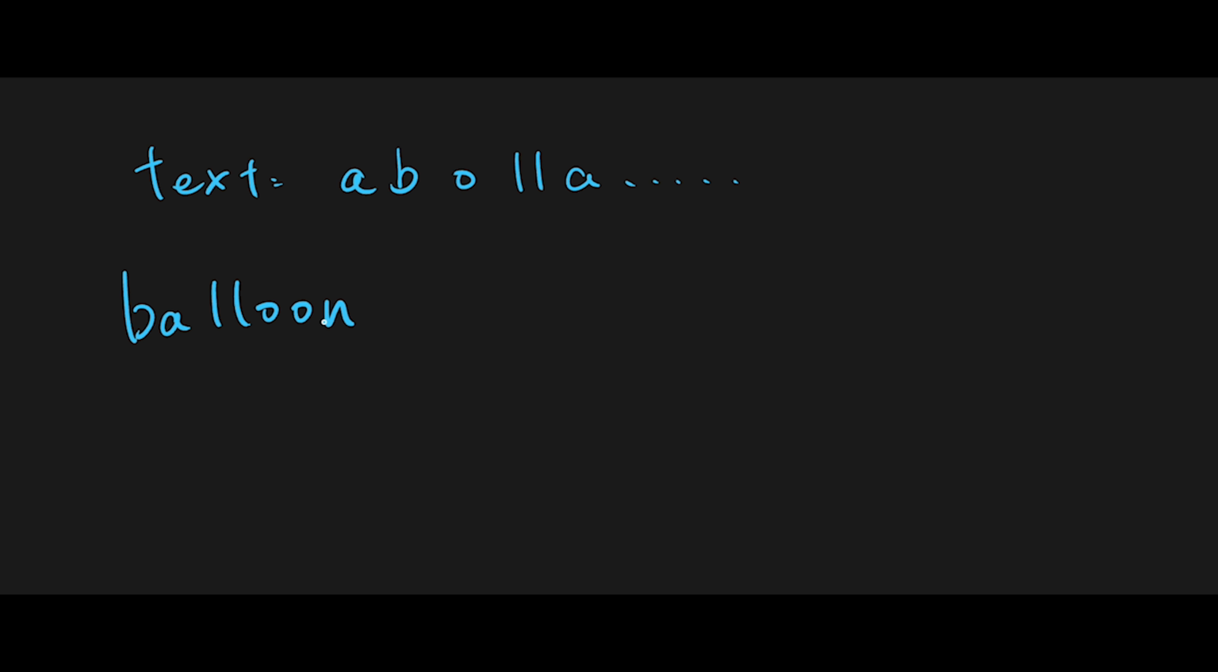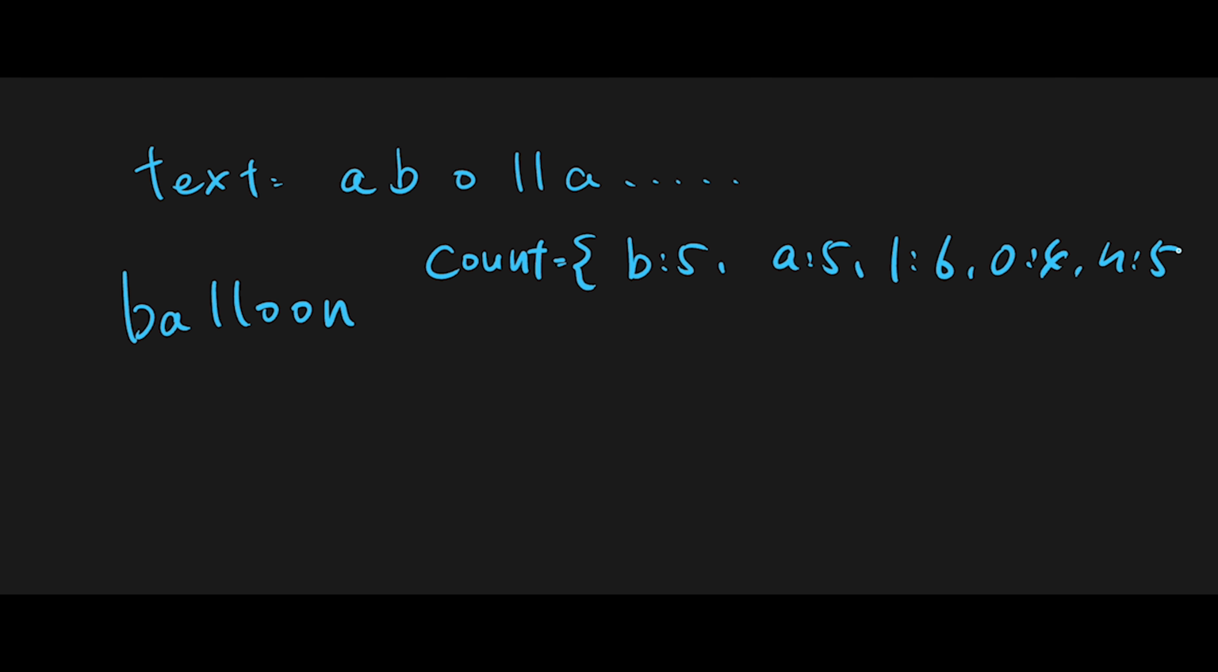To determine how many times we can form the word balloon from the characters in text, we need to count the frequency of each character in text. So when we count each character, we get something like this: count is a hash map, and B is 5, A is 5, L is 6, O is 4, and N is 5.